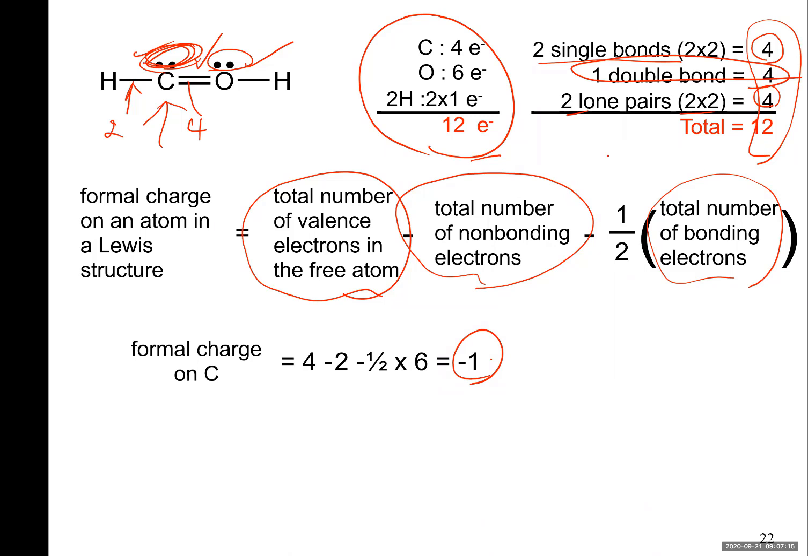That means there is actually a formal charge on this structure. Those are the 3 bonds on carbon. So there is a negative charge that is called formal charge.